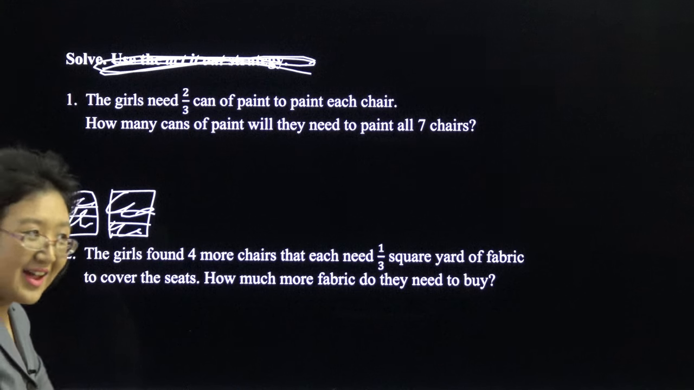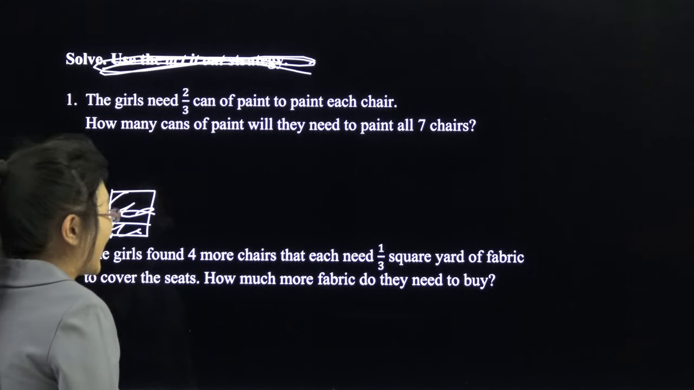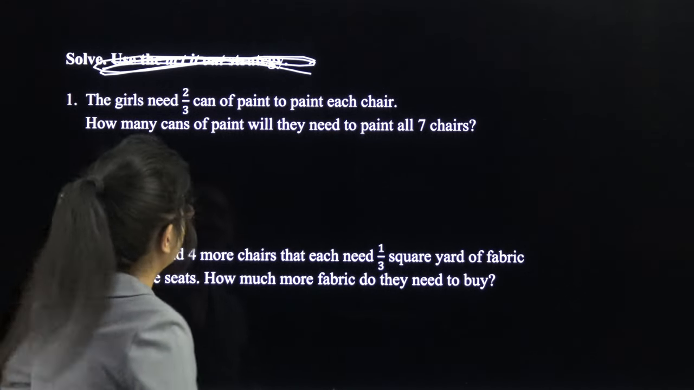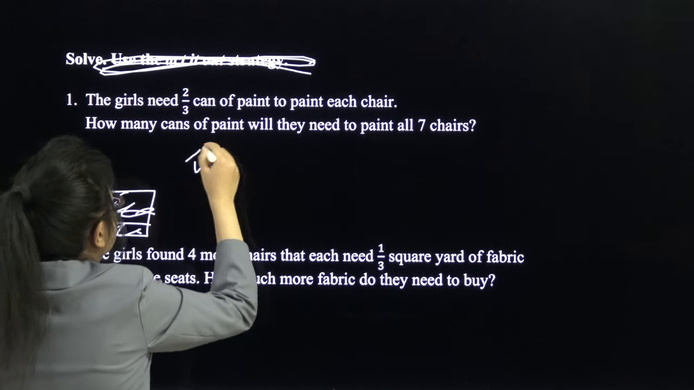So remember what I said about multiplication of fractions that we haven't learned yet? Well, we're just gonna do addition.